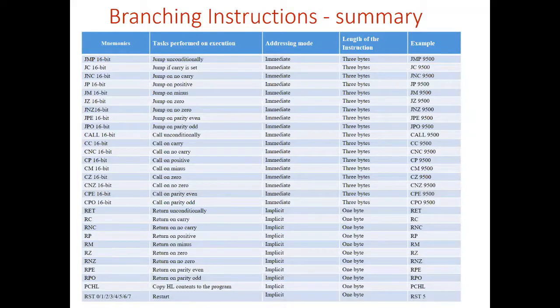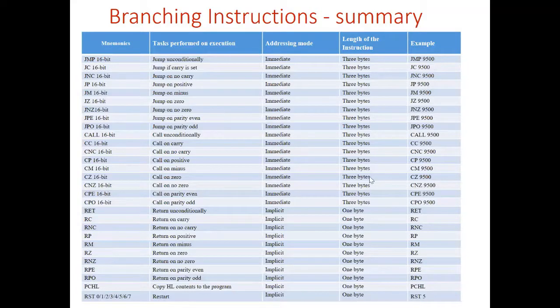In the same way, jump on positive is there, jump on minus is there: JP, JM, JZ means jump on 0. If the 0 flag is set, then only jump. JNZ means if the 0 flag is not set, then only jump. Parity even or parity odd, JPE and JPO, all these are available. So all these are conditional jump instructions. The only unconditional jump instruction is JMP 9500.